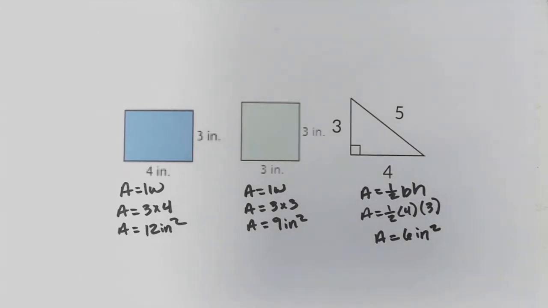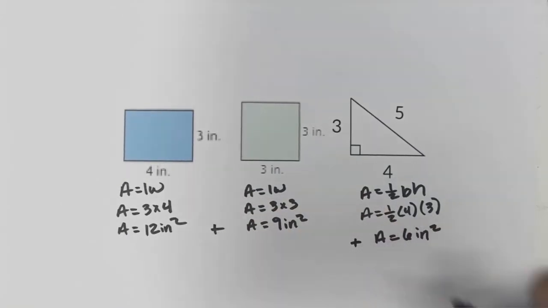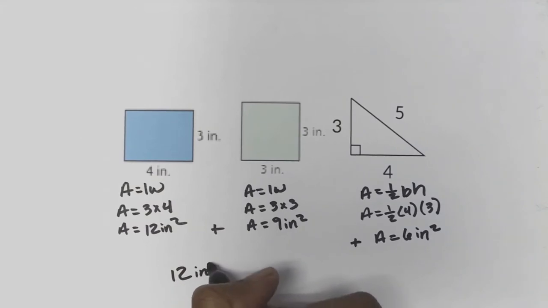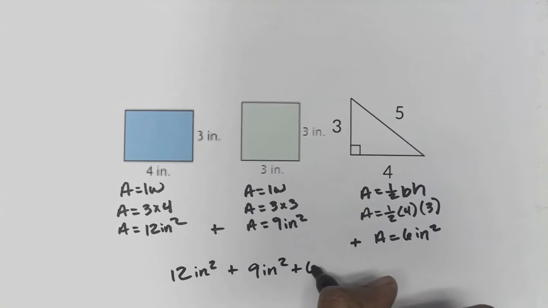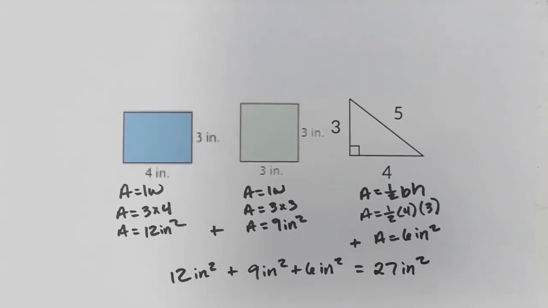You all did great. What operation would you use to find the total area of all three shapes? Do y'all remember that? Correct. I will use addition. So let's find the total area of all three shapes. I can do 12 inches squared plus 9 inches squared plus 6 inches squared to give me the total area of 27 inches squared. Good job digging into that memory.